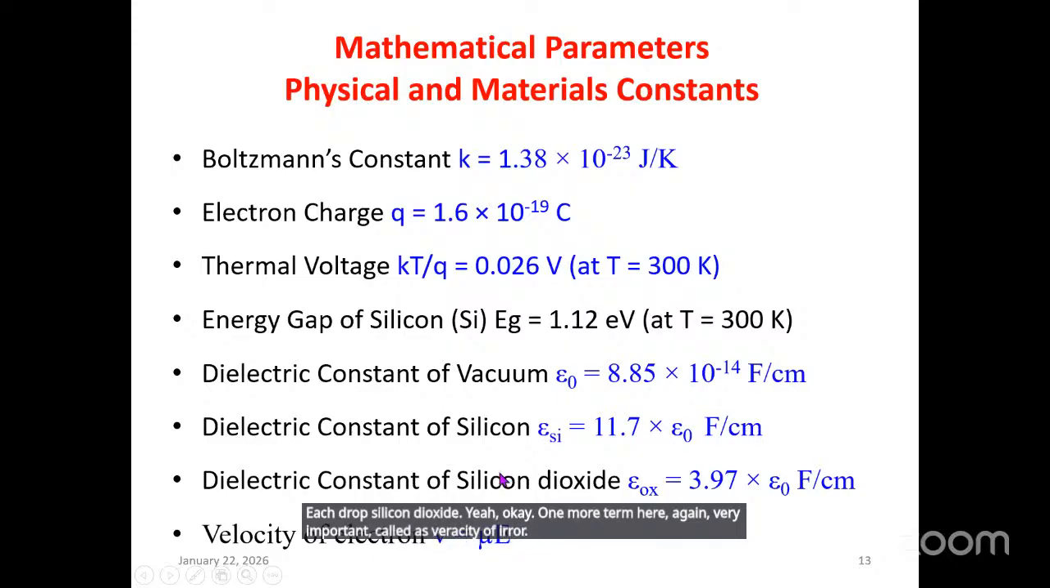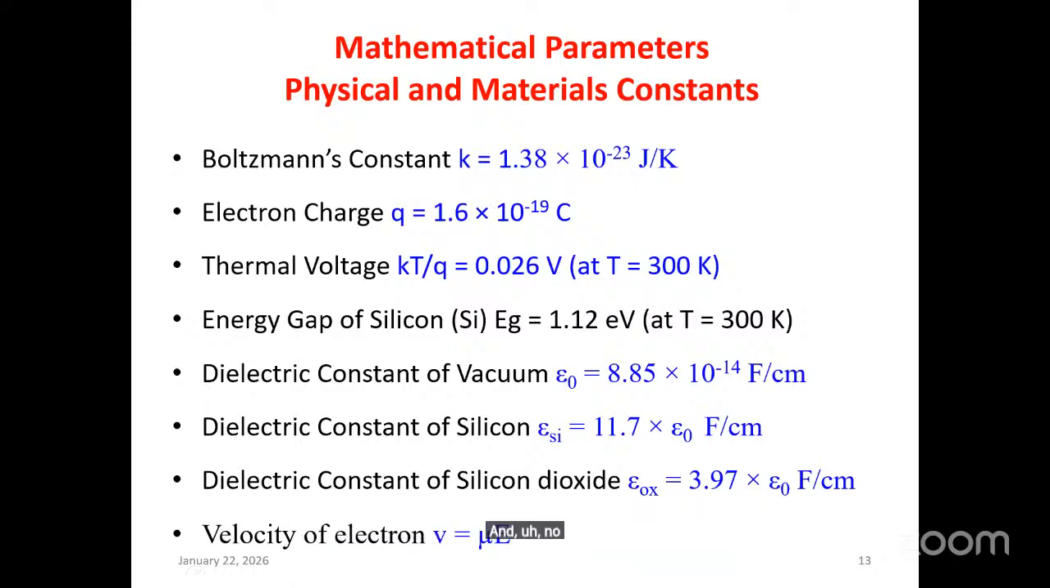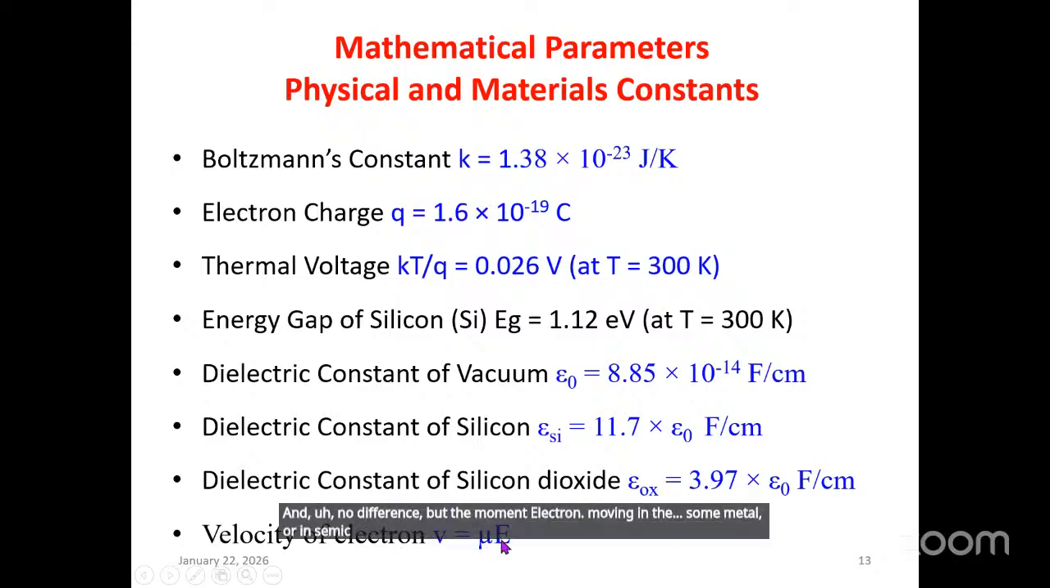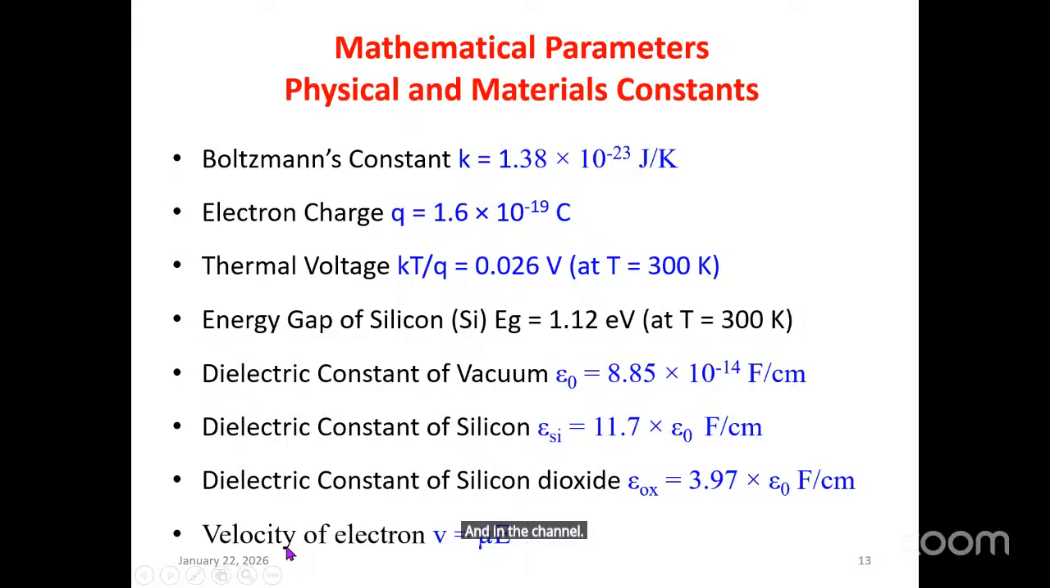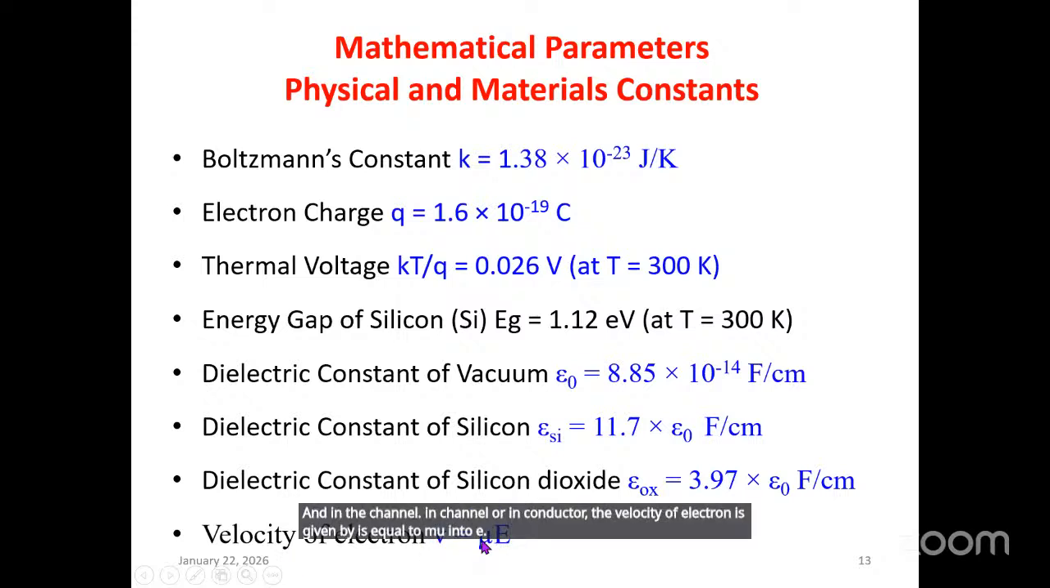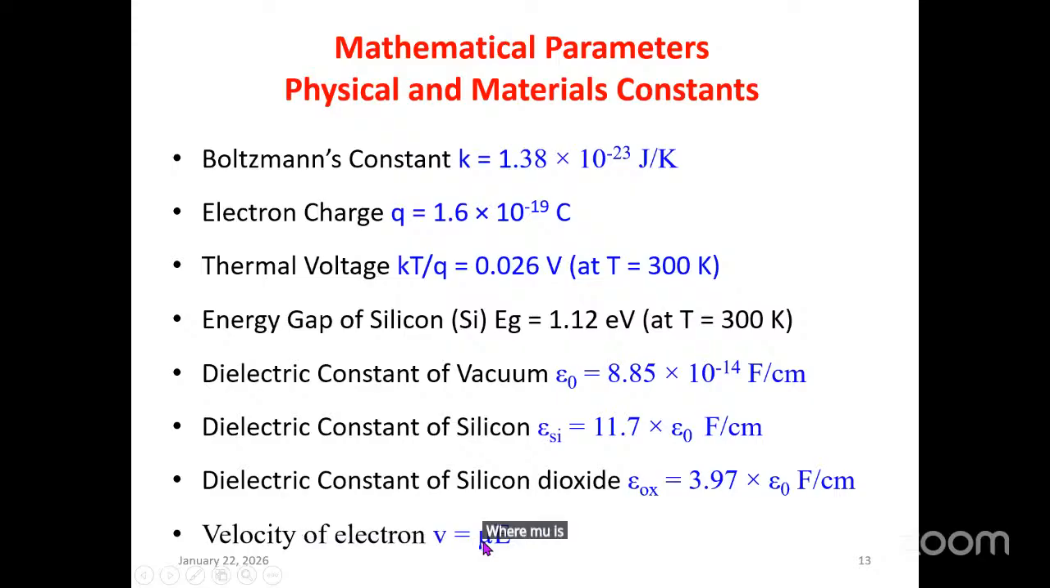Everybody knows the velocity of light and velocity of electron. They are both the same in free space, no difference. But the moment electrons are moving in some metal or semiconductor, the speed is not equal to the speed of light. It will vary. In a channel or conductor, the velocity of electron is given by v equal to mu into E, where mu is the mobility of electron and E is the electric field applied to that device.